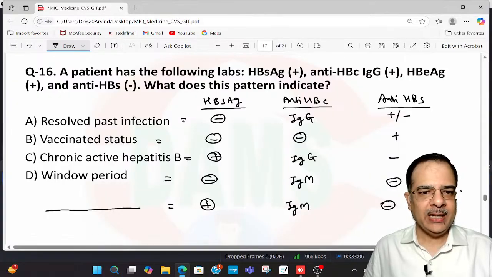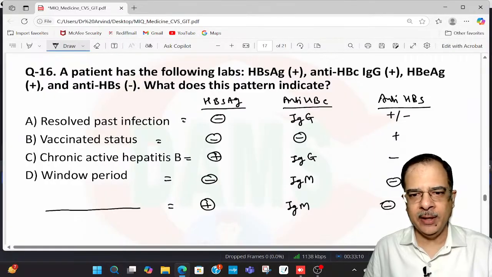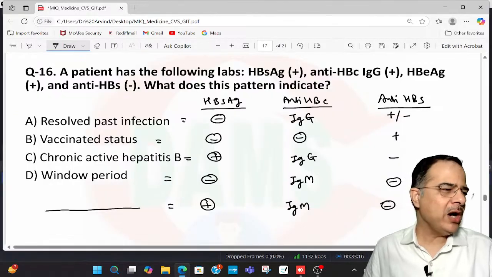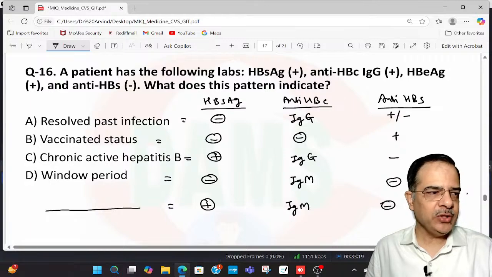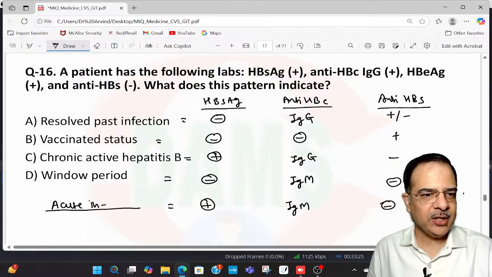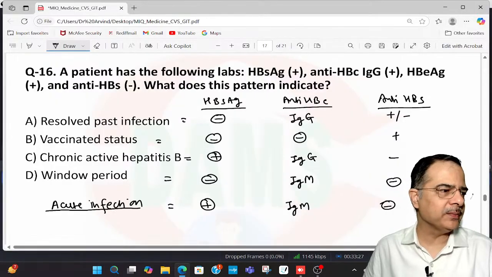So HBs antigen is present, virus is there in the body, IgM is anti-HBc type, anti-HBs antibody is negative. So what will this suggest? Which phase of hepatitis B infection is this? Answer is, it is an acute infection. Yes, this is acute infection.